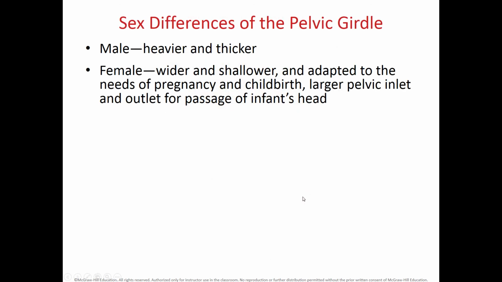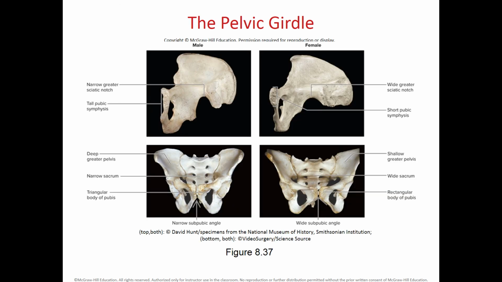Some differences in the pelvic girdle. The males have a heavier and thicker pelvic girdle. The females have a wider, shallower pelvic girdle that is adapted for pregnancy and childbirth, with a larger inlet and outlet for the passage of the baby's head and the body itself. So these are some of the differences that you can see. The males have a narrower greater sciatic notch. They have a tall pubic symphysis. Females have a short pubic symphysis, and then they have a wider sciatic notch.